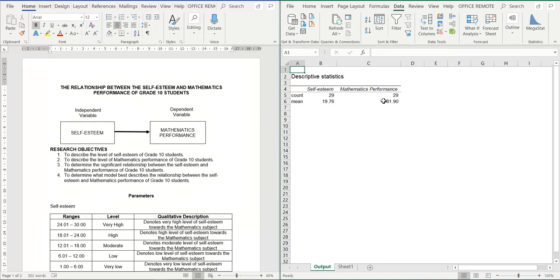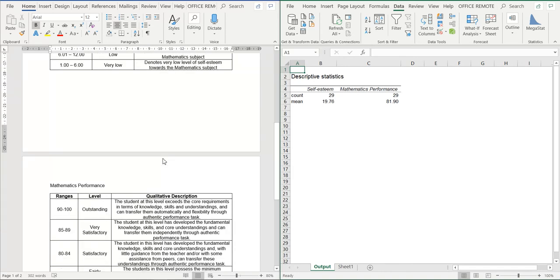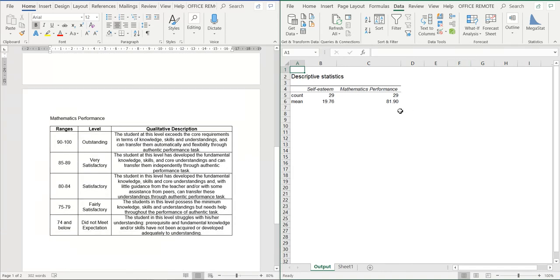Now, in the mathematics performance, the respondents obtained an average of 81.9. Okay, if we go back to our parameters, the 81.9 falls in the satisfactory level. This means that the students in this level have developed the fundamental knowledge, skills, and core understandings, and with little guidance from the teacher and or with some assistance from peers, can transfer these understandings through authentic performance tasks.